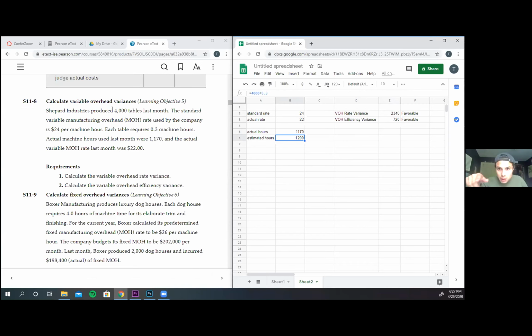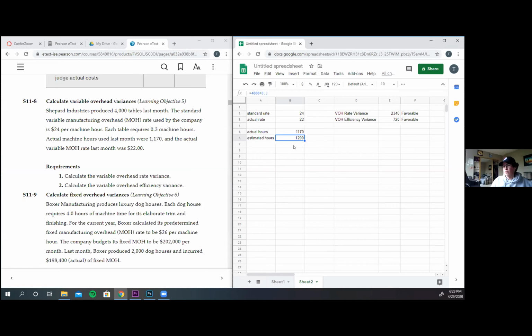4,000 times 3, because the actual estimated might not have been 4,000. We don't have that listed in the question, but we do have what they got last month. And so they're probably expecting the same results. They're estimating 4,000 tables for this upcoming month. So you multiply that times 0.3 hours to make one table, to get the hours it would take to make 4,000 tables.